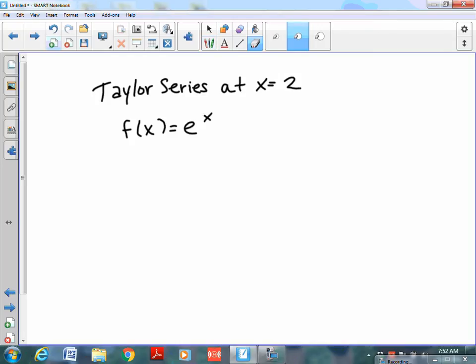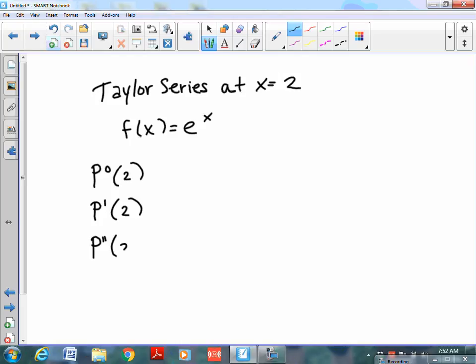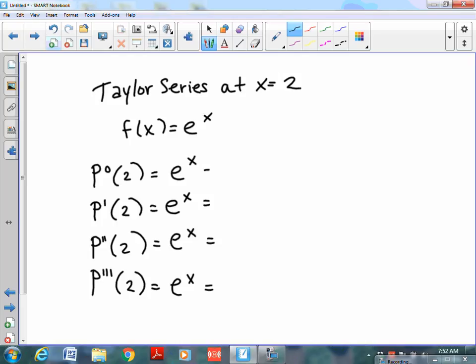I don't like doing f, I like using the p. It doesn't matter. P sub 0 at 2, the first derivative at 2, the second derivative at 2, and let's just go to 3 derivatives at 2. Okay, so again, 0 means the original, so put e to the x. What's the derivative of e to the x? e to the x. What's the derivative of e to the x? e to the x, e to the x. That's why I'm doing this one. The derivatives turn out to be easy, and aren't they all going to be e squared? They're all e squared. I just substitute my 2 in place of x.